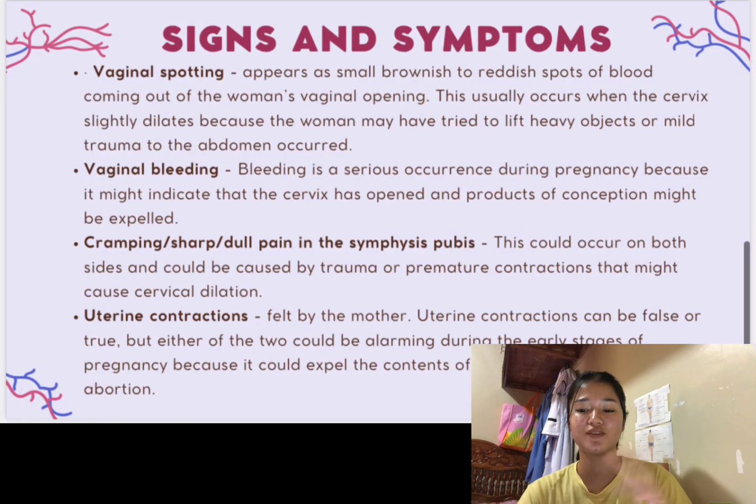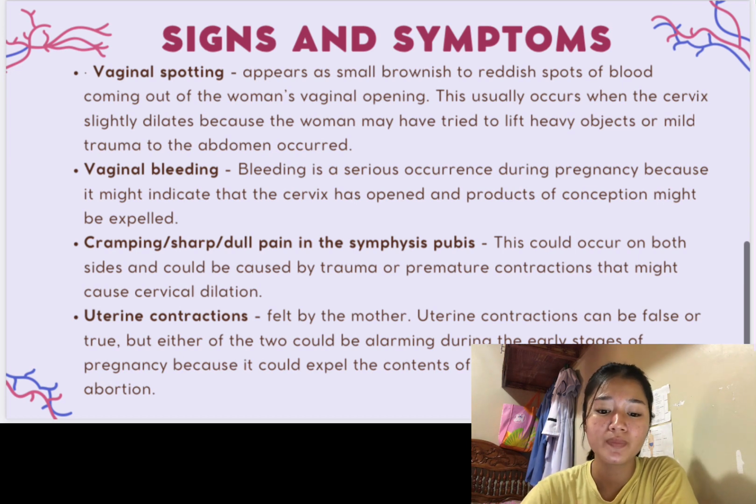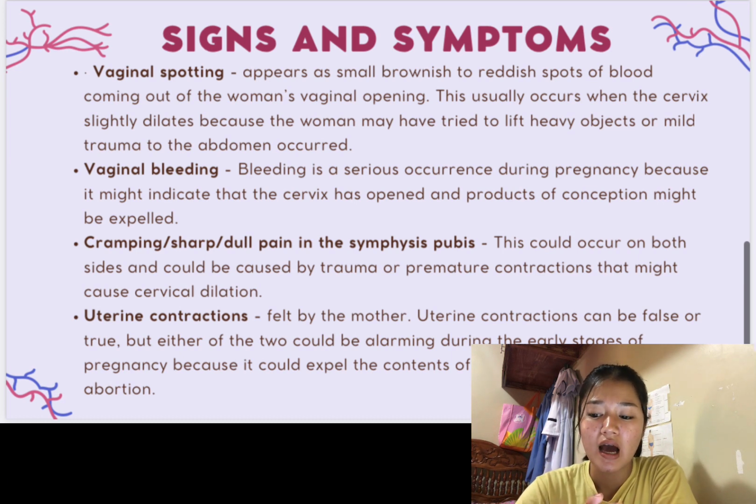Next is for the signs and symptoms of abortion. So, the most common sign of abortion is, of course, vaginal spotting. So, it appears as small, brownish to reddish spots of blood coming out from the woman's vaginal opening. This usually occurs when the cervix slightly dilates because the woman may have tried to lift heavy objects or mild trauma to the abdomen occurred. So there are a lot of possible causes of abortion, kasama na dyan si trauma.